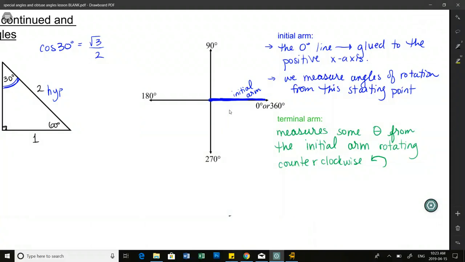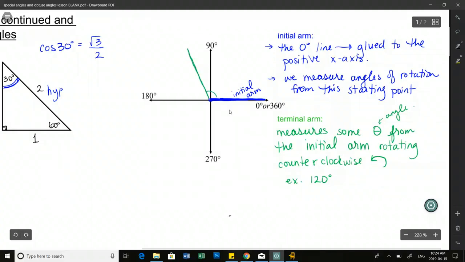Theta is just a variable, and we usually use it to represent an angle measurement. So you can say if you want some angle. Okay, so let's just say, as an example, we want to plot 120. Starting from 0, we're going to measure. 120 should be just past 90, so I'm thinking that 120 will be measured about here. So we have 120 degrees being measured from 0. Okay, and this guy is going to be our terminal arm, so you can label that if you'd like.